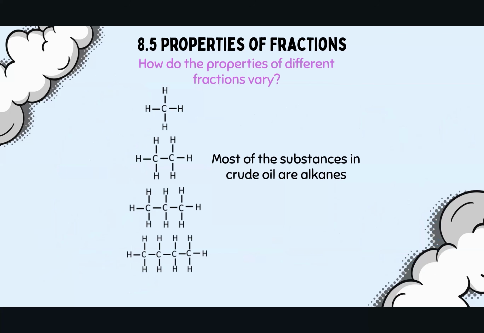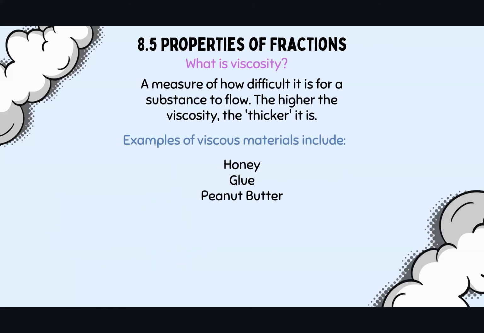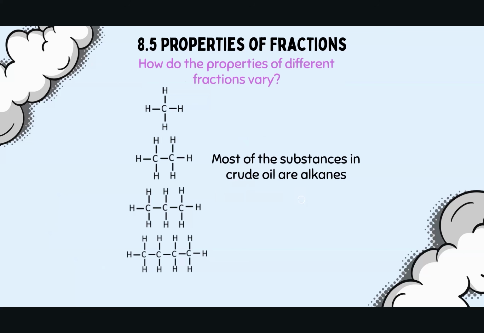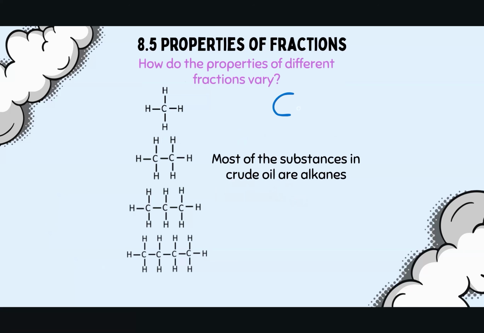So most of the substances in crude oil are alkanes. Now when we say alkane, we mean something that is a hydrocarbon. So it's made of carbon and hydrogen only, and its family follows this rule: CnH2n+2. So this is the general formula for all alkanes. General formula meaning if it's an alkane, it follows this formula.